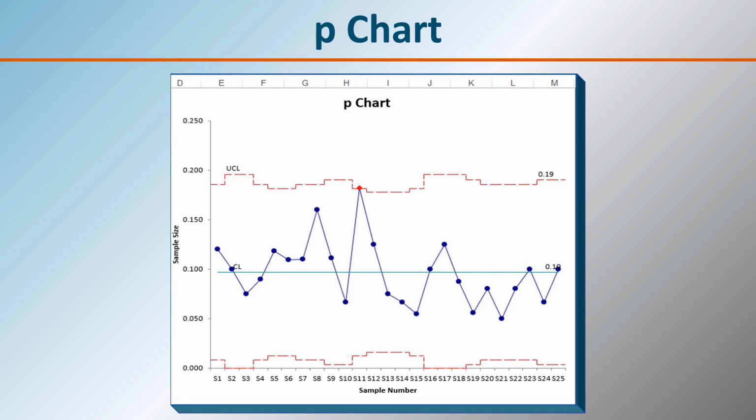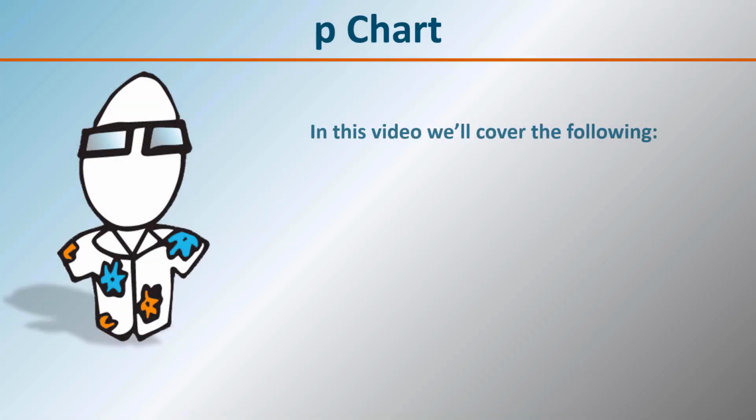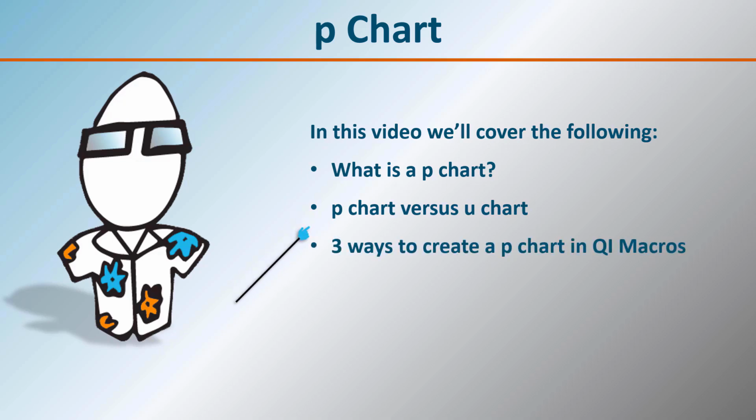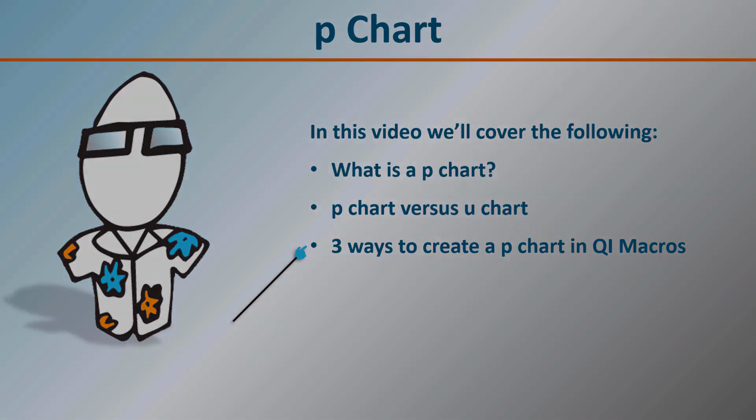So maybe you've been using other types of control charts to monitor your processes, but you'd like to learn about the P-chart. Or maybe you're already familiar with the P-chart, but you're looking for a simpler way to create it. In this video, I'll discuss the features of a P-chart that set it apart from other types of control charts, why a P-chart is often confused with a U-chart, and how they are different, and 3 simple methods for creating a P-chart using QI Macros.